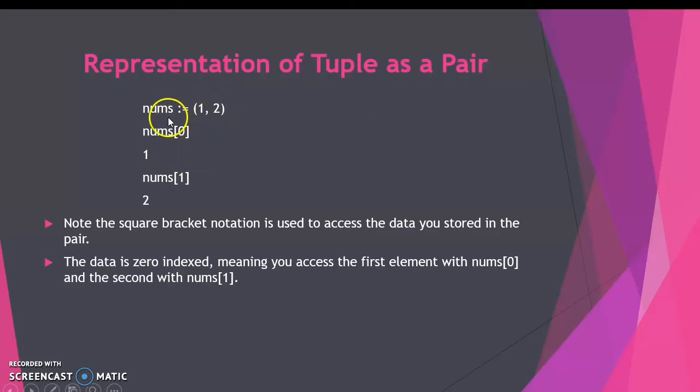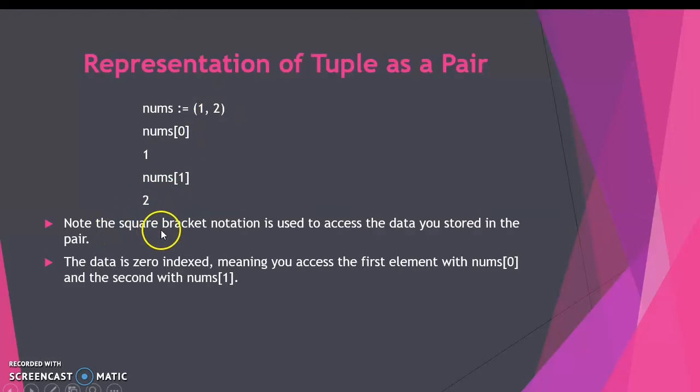Now if you want to access the elements, we can use an index value, nums of 0. This index is going to access the first element, 1. Here nums is the name of the tuple, and here you specify the index value. 1 as the index value is the second position. The first position is 0, the second position is 1. We can access the second position element. What is the value stored in nums of 1? The value 2 will be returned.